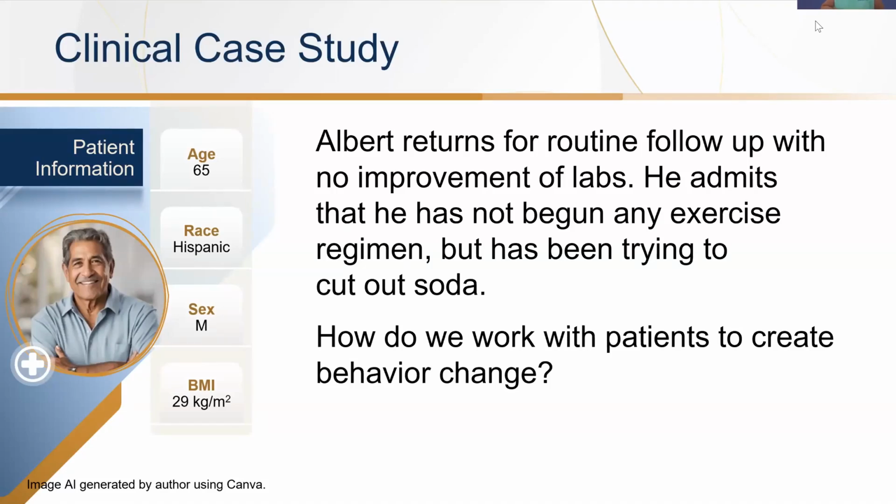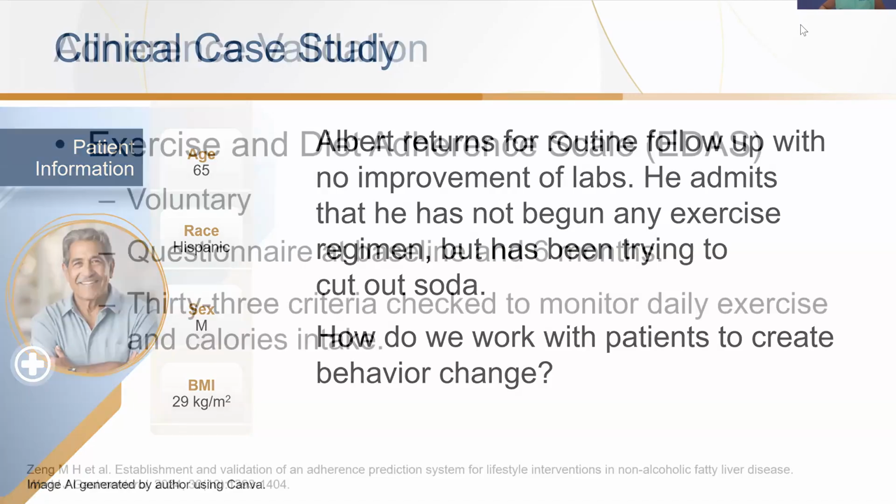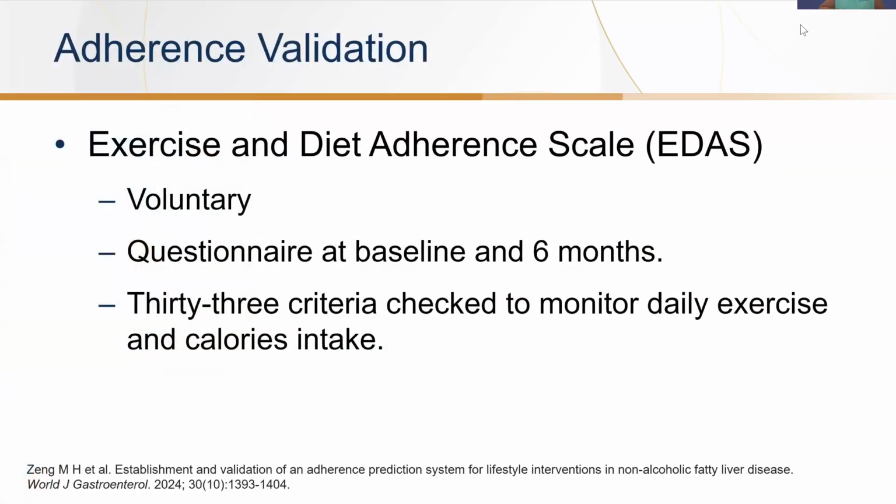So based on all of this, we have Albert, who returns for follow-up with no improvement in his labs, despite the fact that he is admitting to helping with a better diet and lifestyle. He has not done any exercise, but he's been trying to cut out soda. So what do I say to Albert when we've gone over all of the things that are necessary for him in order to improve his overall health and prevent him from getting any further fibrosis of his liver?